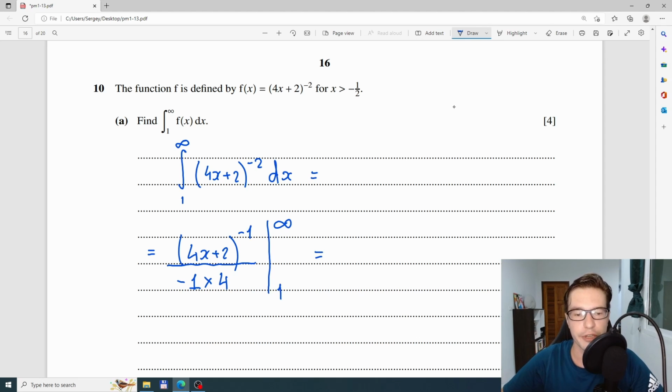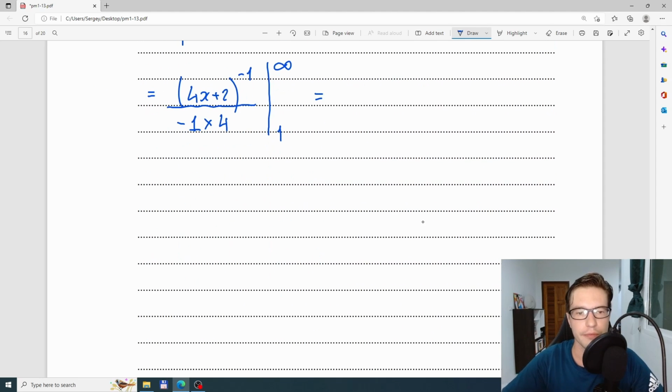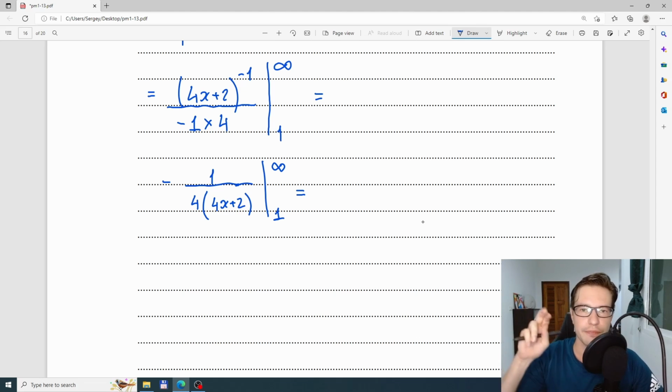First of all, let's write it as a fraction, and we'll get minus 1 over 4. Then 4x plus 2 will go to the bottom of the fraction, we'll get 4x plus 2 in the denominator, from 1 to infinity. Now first let's substitute the upper limit, which is infinity, and try to think what happens if you put a really large number at the bottom of the fraction. The result is going to be really small, and if the number is infinity, then you actually get 0.